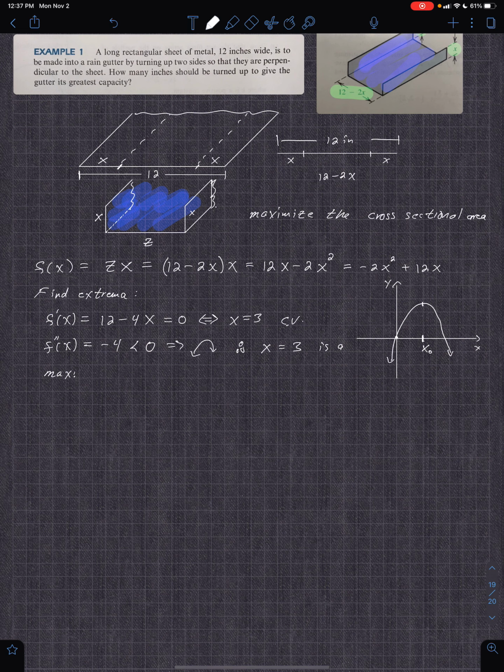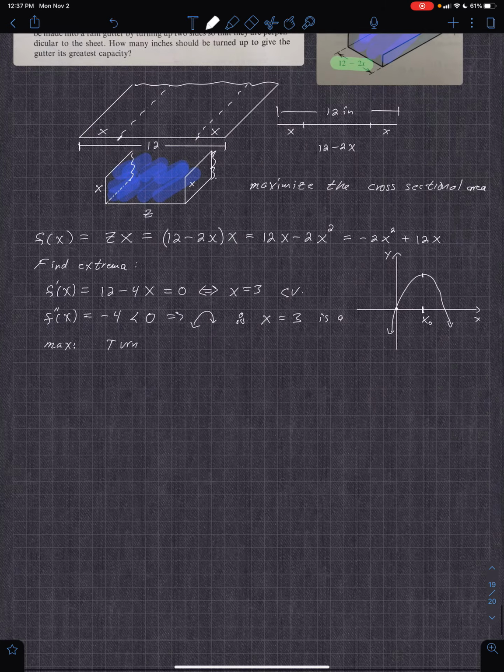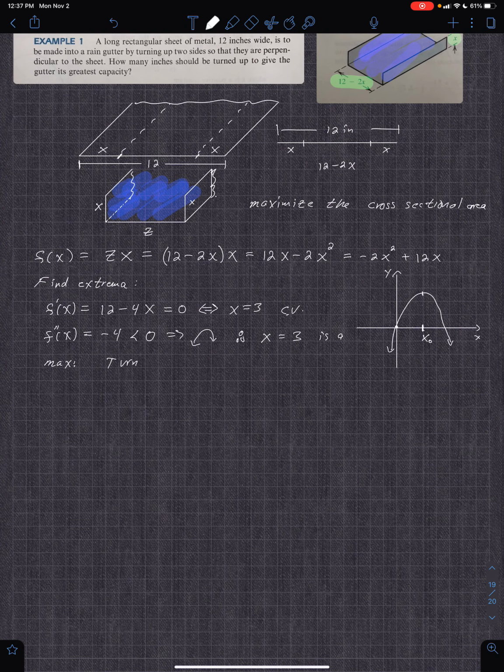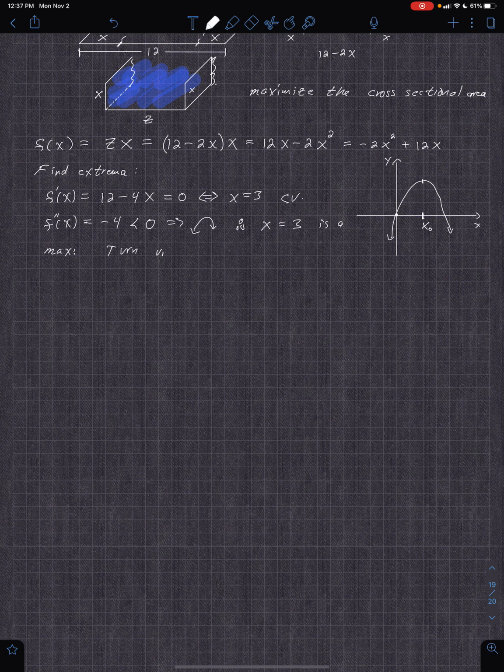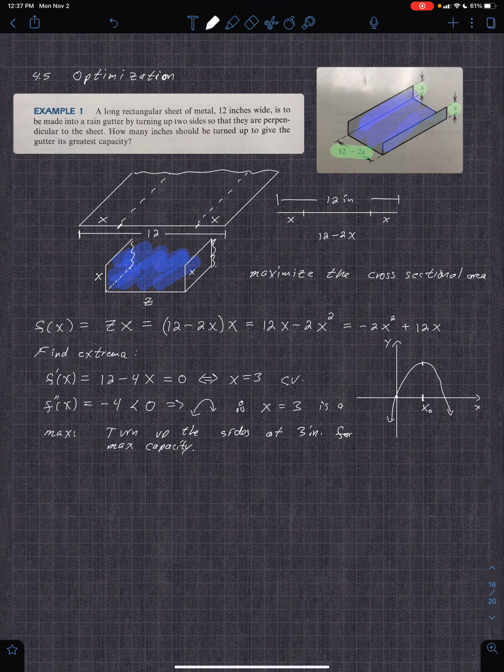All right, so given that, to answer the question, the question was, how many inches should be turned up to give the gutter its maximum capacity? So you turn up the sides at 3 inches for maximum capacity. Okay, so that's the concept.